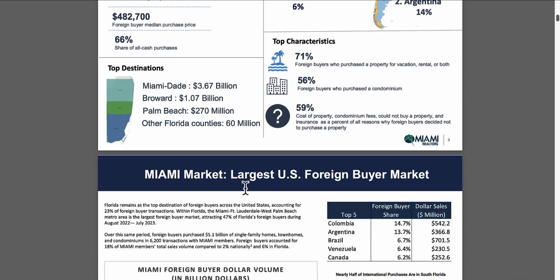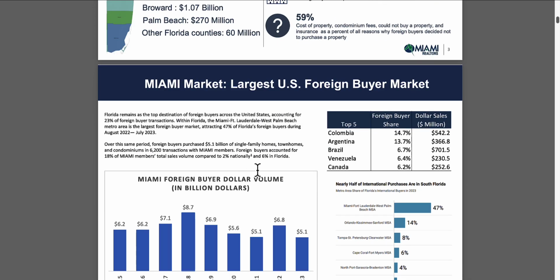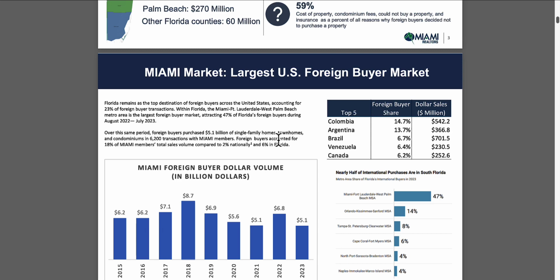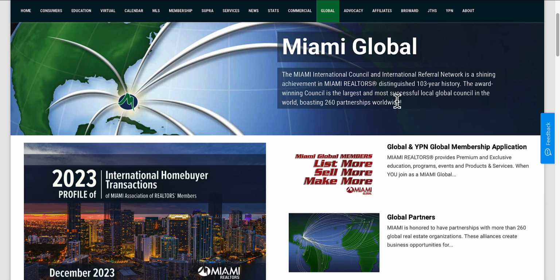Further down on the page, we have the Miami market, the largest U.S. foreign buyer market, and we have it broken down year by year, located right here. All right, again, a lot of great information to go over within this document. Again, where was this located? It's on the Miami website, miamirealtors.com, in the global section. And then we have access to the 2023 International Homebuyer Transaction document located right here. Now, that is, again, as of 2023.